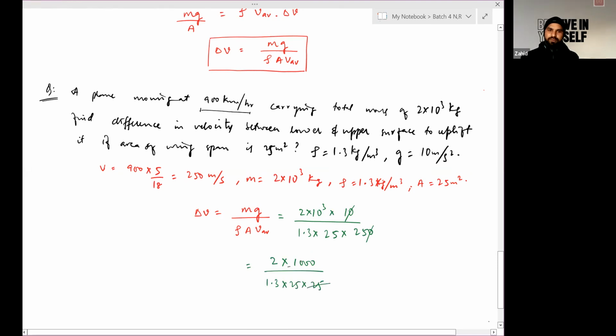So 25 in 4 times will be 100. Similarly, 5 in 8 times and 5 in 5 times. So it will be 8 into 2, 16, divide by 5 into 1.3. 16 by 5, it will be 3.2, divide by 1.3. So 13 into 2, 26, 60, 13 4s, 52, approx 2.5 meter per second.